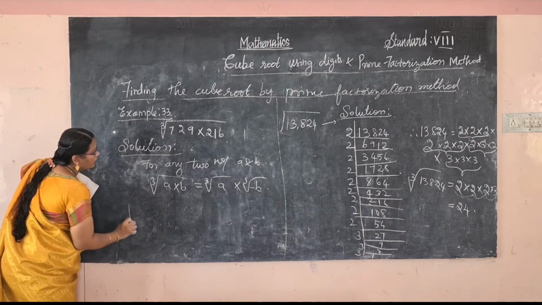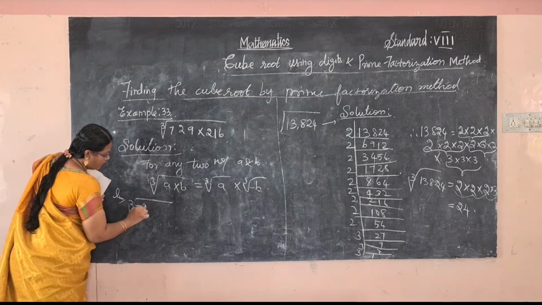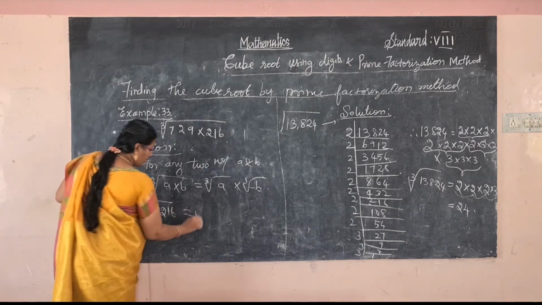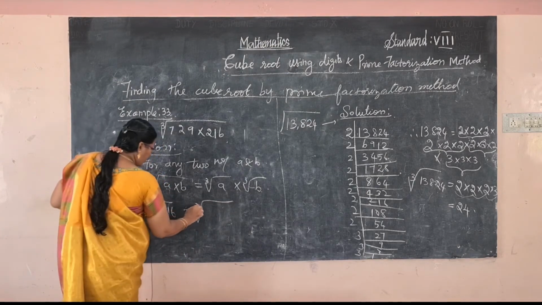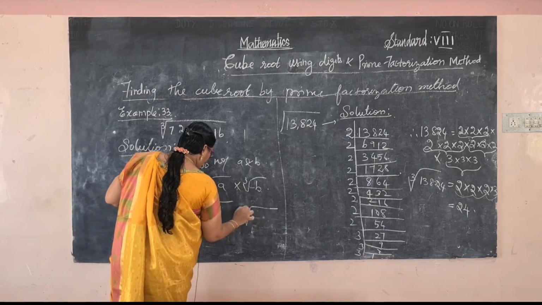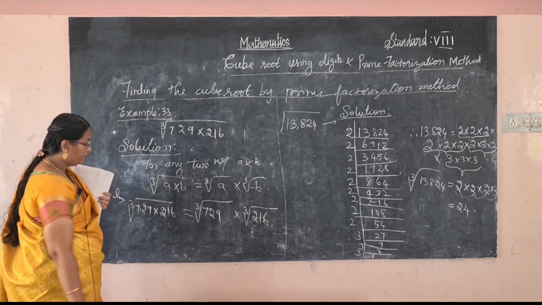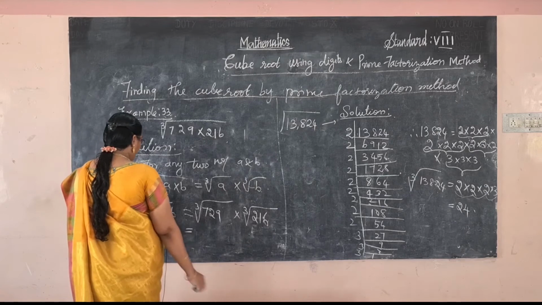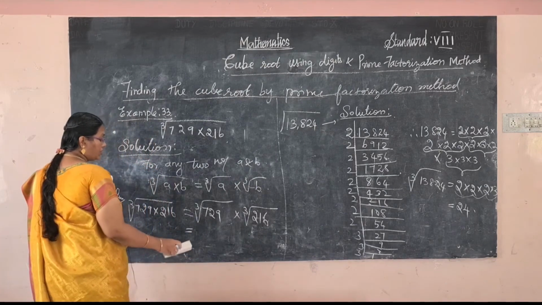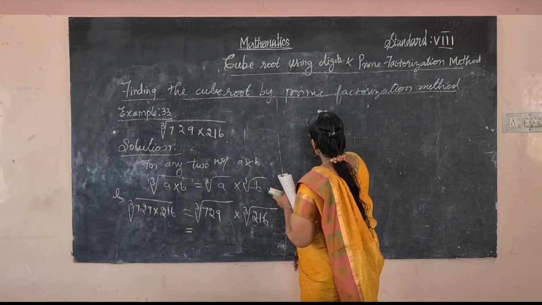Okay, so what is given? The cube root of the given 729 into 216 is equal to, write separately, the cube root of 729 into the cube root of 216. You may know the value of 729, but here using the prime factorization method, find out the values. Okay, so long division method.